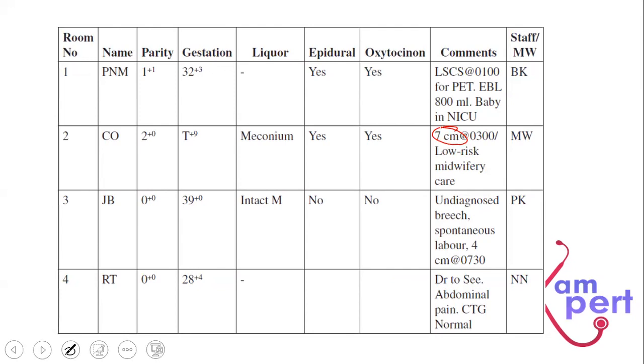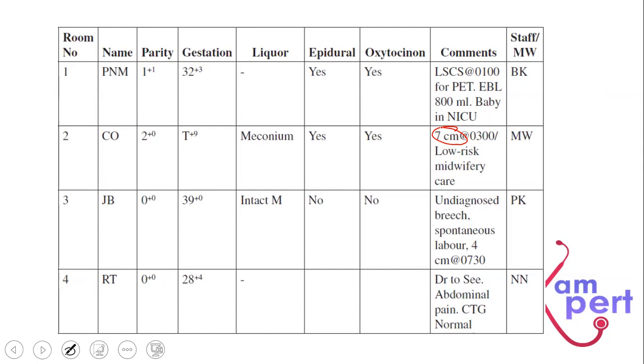She was 7 centimeters at 3 a.m., and now you are taking over at 8:30. Okay. So she will report back to me if she has any concern regarding her fetal heart rate and the progress of labor. According to that, we will manage, and we will make sure the pediatrician is available at the time of delivery of this patient.